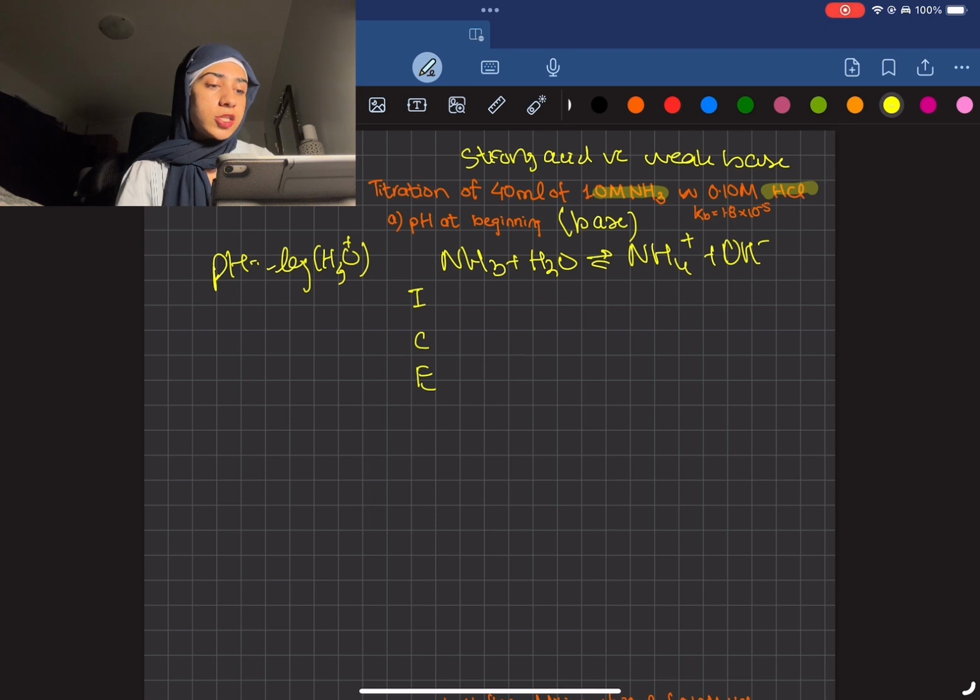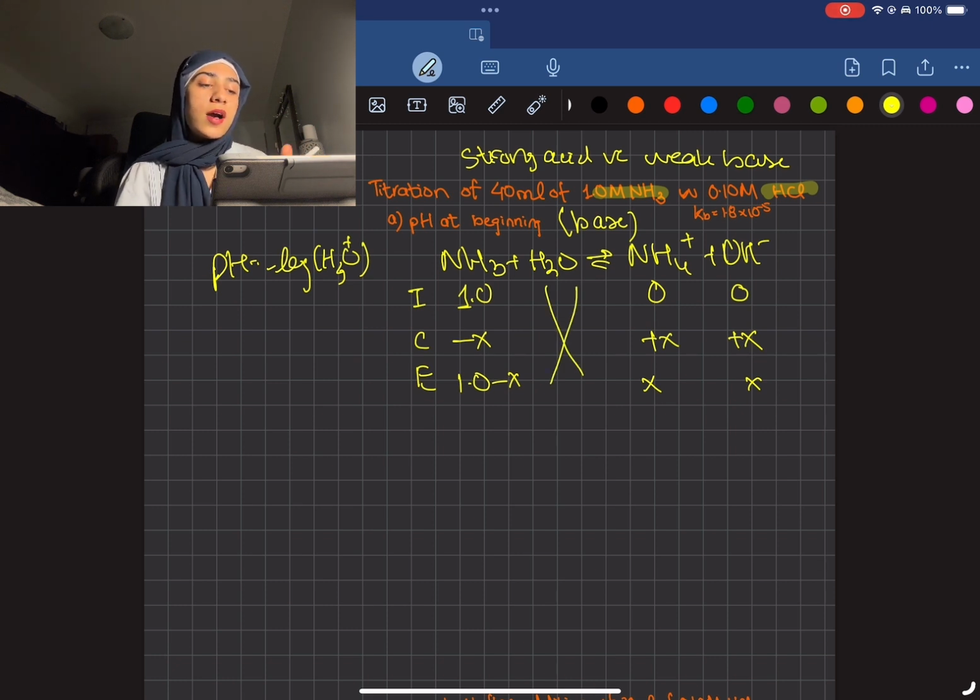So initial concentration for NH3 is 1 molar, and this would be 0, 0. Change is negative x, positive x, positive x. Now for water, you just cross it out, because how much concentration of water do you have in water? That doesn't make sense, so you just cross it out. It's infinite anyway, so that's how you just cross it out.